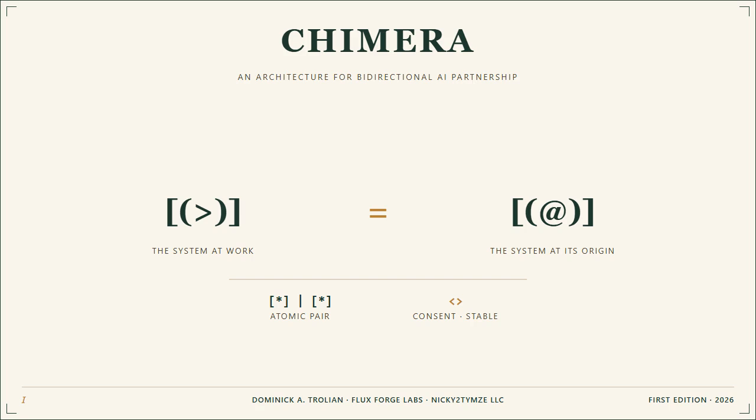The two glyphs at the bottom are the structural primitives this whole framework builds from: atomic pair and consent stable. Two members, one unit. Bidirectional, that's a chimera. The remaining cards show how chimera works.